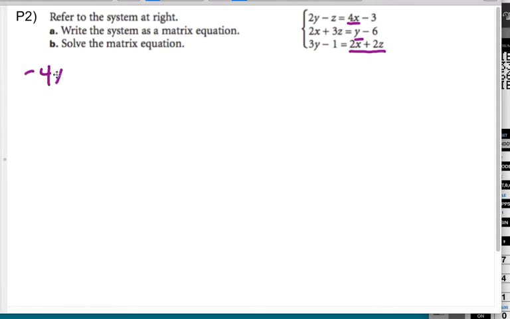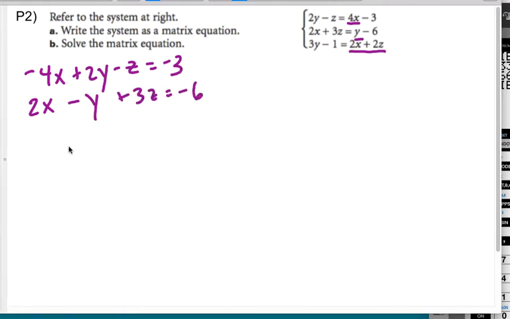So negative 4x plus 2y minus z equals negative 3. 2x minus y plus 3z equals negative 6. Negative 2x plus 3y minus 2z equals, oh, and this guy was also on the wrong side, a positive 1.